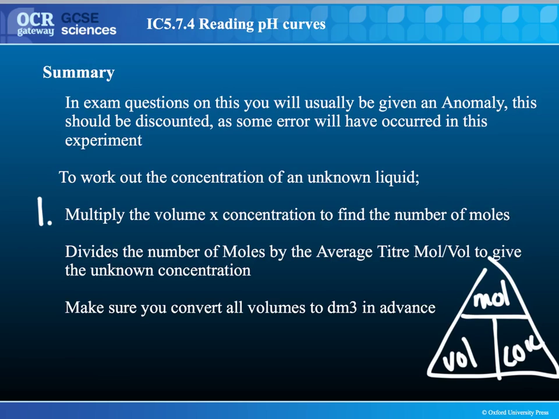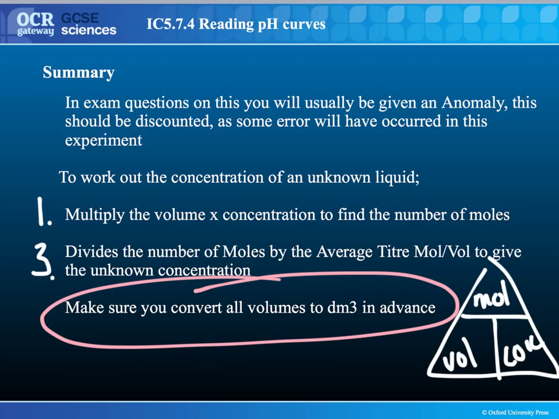Step 2, the number of moles is usually equal in the acid and the alkali. And step 3, divide the number of moles present by the average titre. Moles divided by volume gives you the unknown concentration. Make sure that you've converted every volume to dm3 in advance, because there will often be a mark for that.